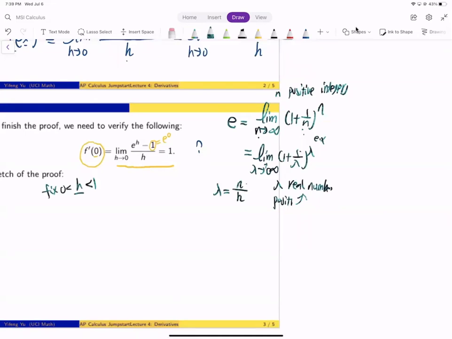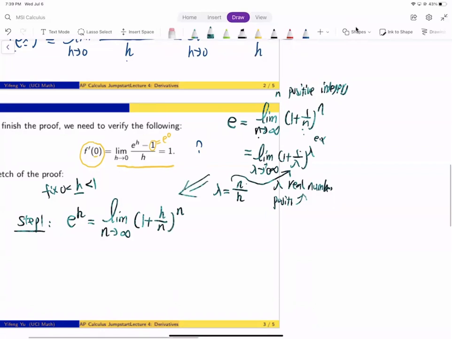And then from here, we get step 1. If I use lambda as this and plug it into here, I will get an expression of e to the h. So this will just be the limit as n goes to infinity of 1 plus h over n to the power n. So this is the first thing we established. All right, so this is what we want.